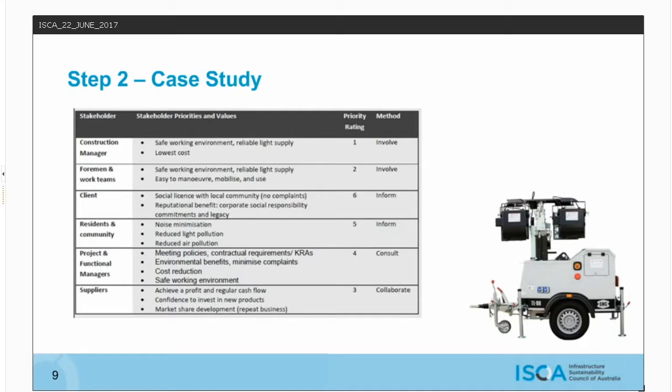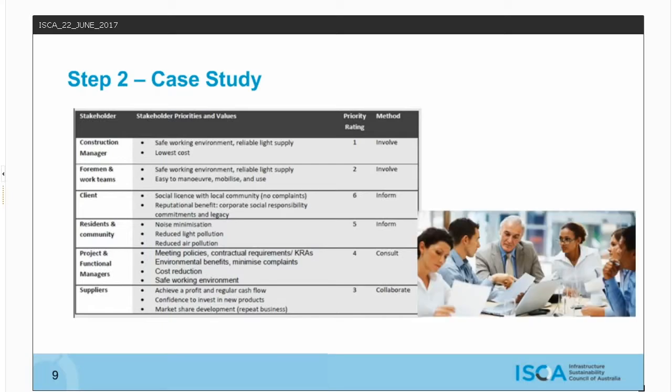Next, there are the other managers within the project team. They'll want assurance that the alternatives meet our policies and contractual requirements. They might also be interested in other benefits, so things like noise reduction and complaint minimisation. I'll consult with them too.